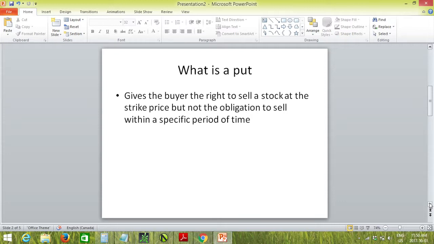So basically, what is a put? It gives the buyer the right to sell a stock at the strike price, but not the obligation to sell, within a specific period of time. So, the expiration date on here.